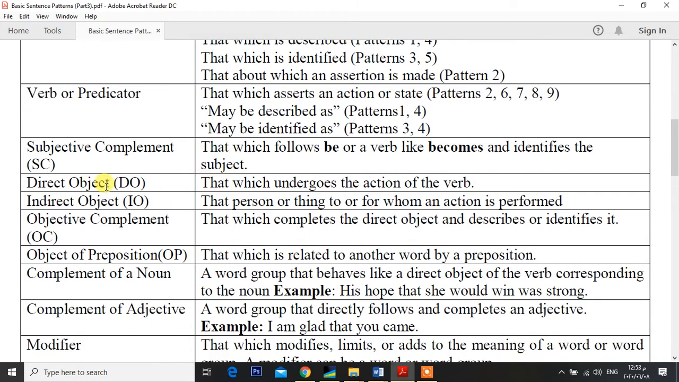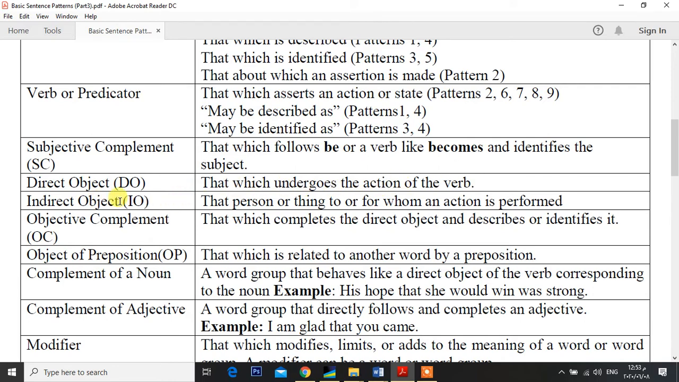The second one, direct object, and it is abbreviated DO. The function of the direct object: that which undergoes the action of the verb. For example, the boy gobbled the hamburger. The hamburger here is the direct object, and the function of this direct object is that which undergoes the action of the verb, experiences the action of the verb, which is gobbling.